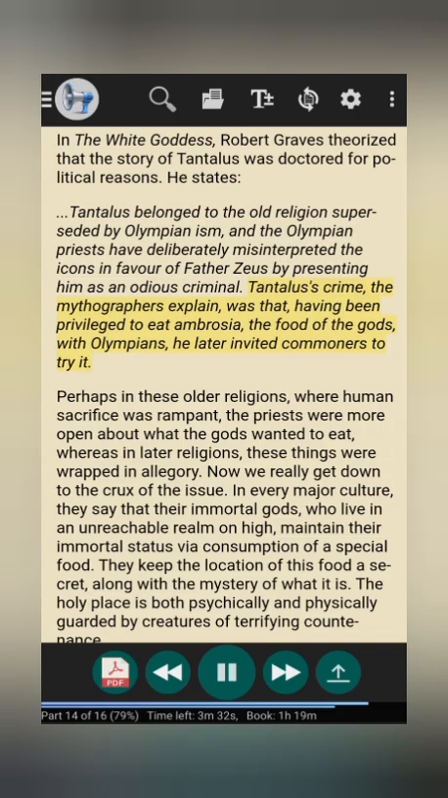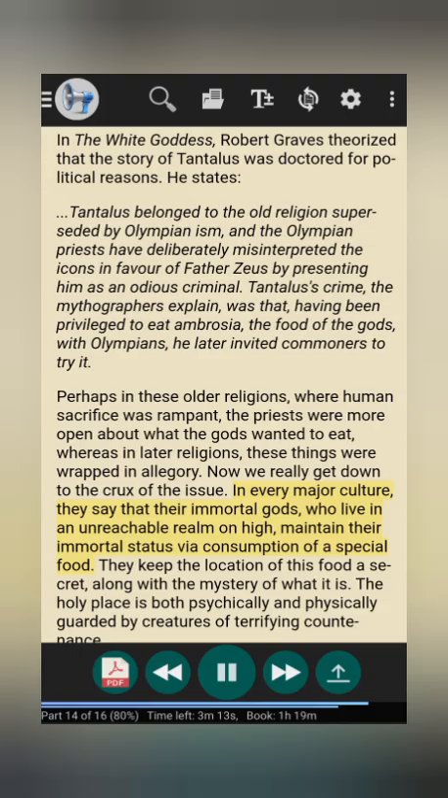Tantalus's crime, the mythographers explain, was that, having been privileged to eat ambrosia, the food of the gods, with Olympians, he later invited commoners to try it. Perhaps in these older religions, where human sacrifice was rampant, the priests were more open about what the gods wanted to eat, whereas in later religions these things were wrapped in allegory. Now we really get down to the crux of the issue.